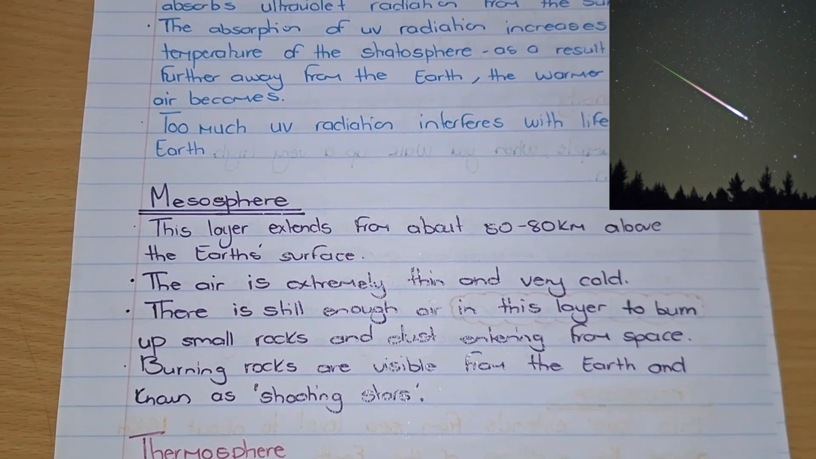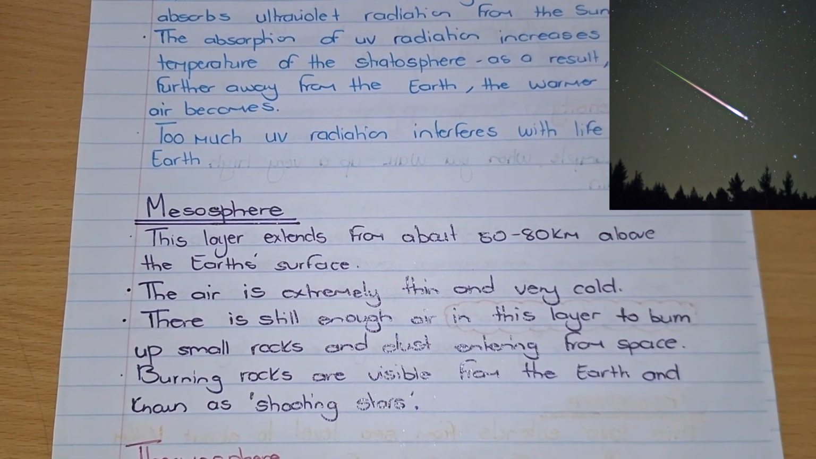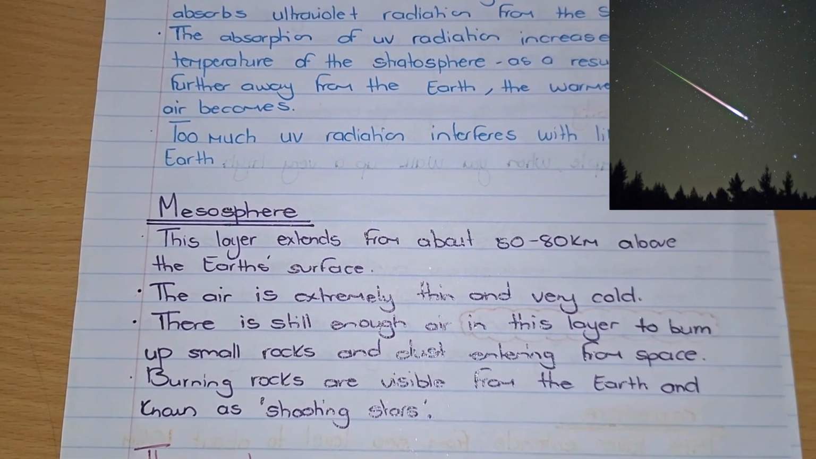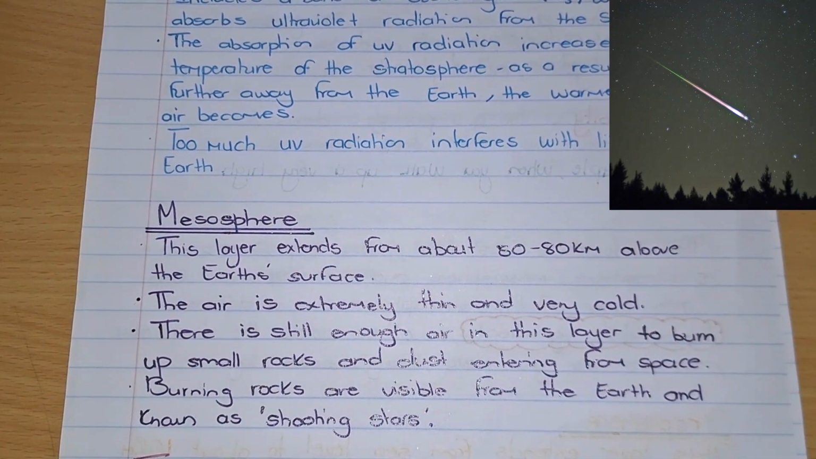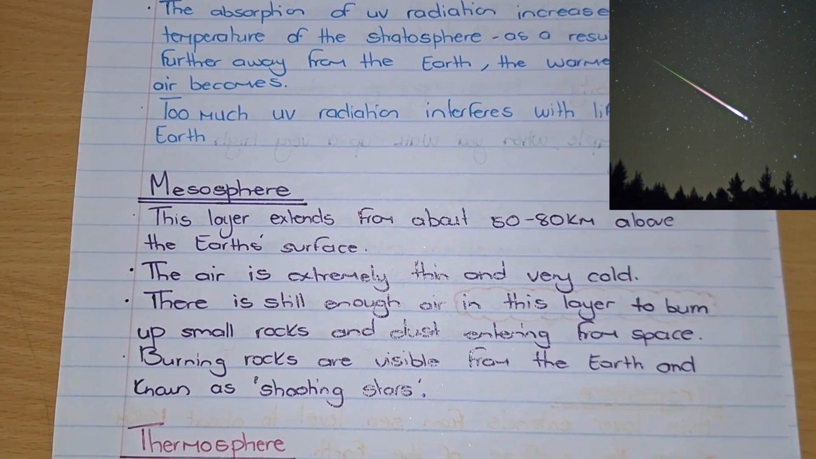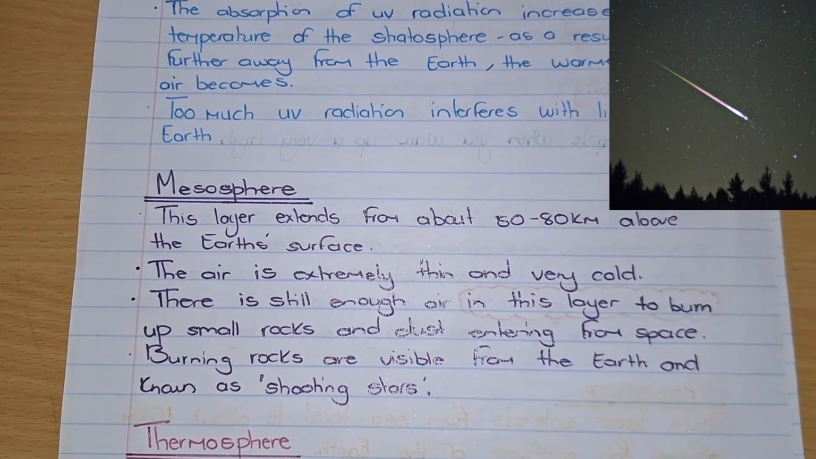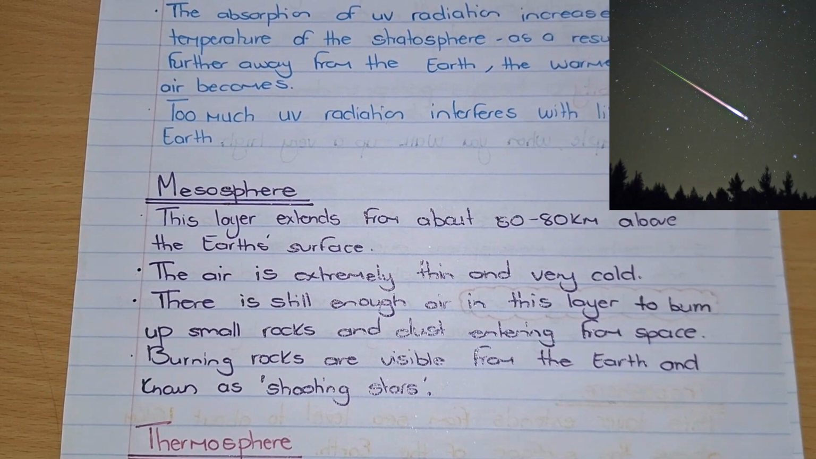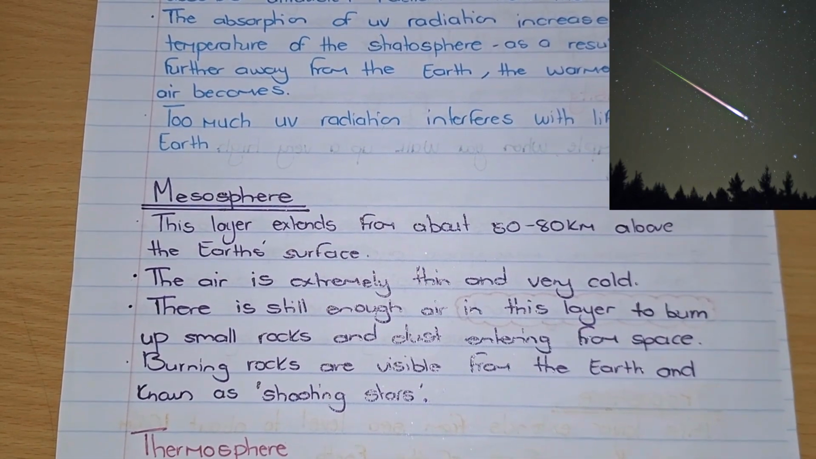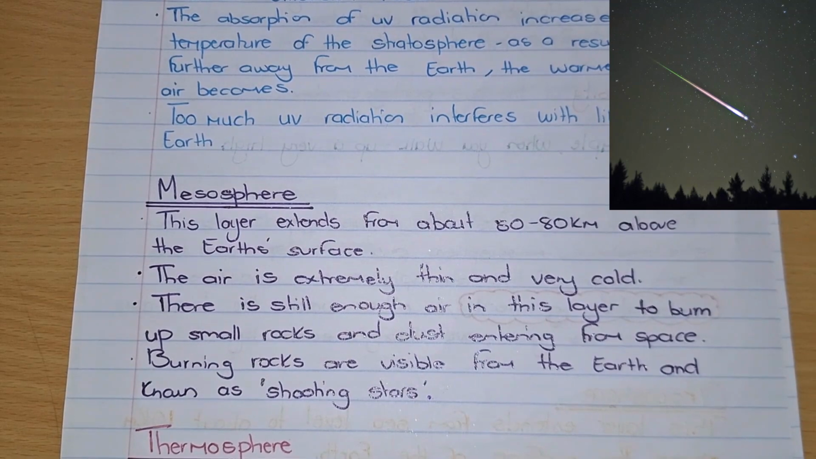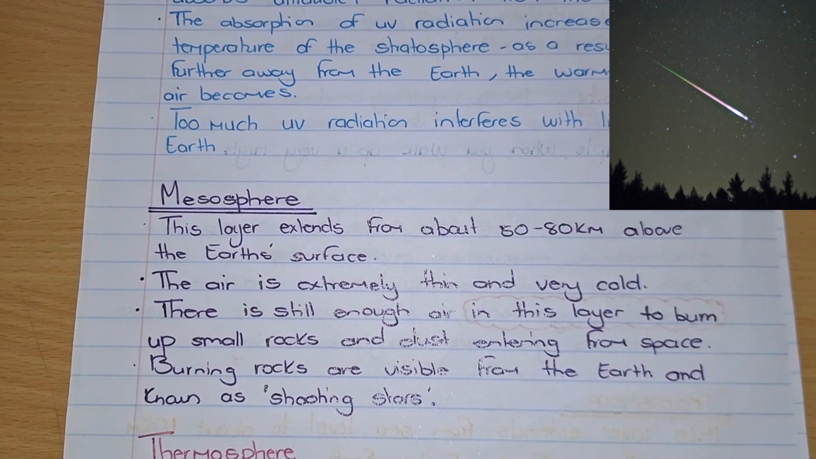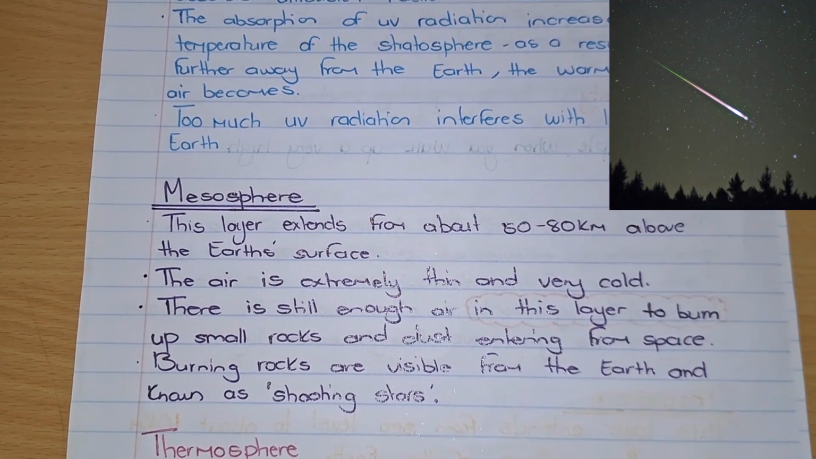Okay, next we have the mesosphere. Just a way to remember the mesosphere, think of meteors. Mesosphere, meteors. That's a great way to remember it. This layer extends from about 50 to 80 kilometers above the Earth's surface. The air is extremely thin and very cold. There is still enough air in the layer to burn up small rocks and dust entering from space. When you see a shooting star, those are like meteors. That is where they burn up, in the mesosphere.